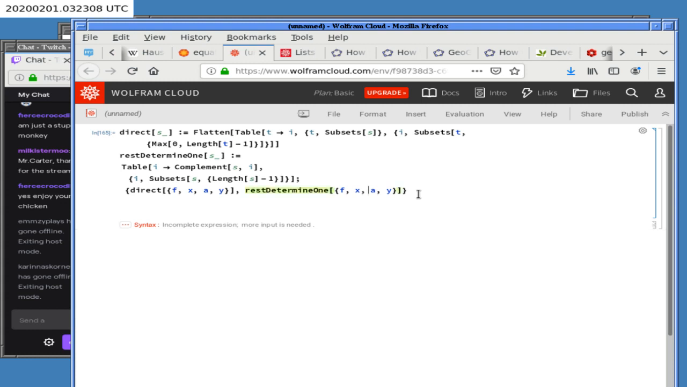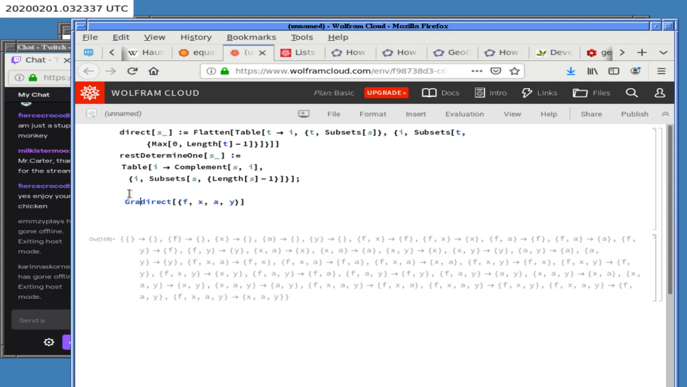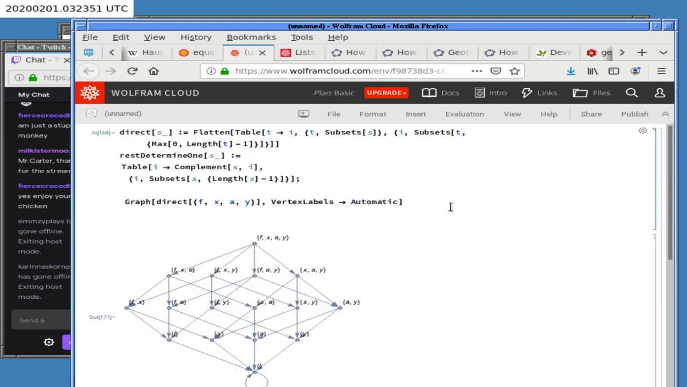Direct? Okay, hang on. Let's determine one. Ooh. Okay, sassy. Let's just see if we can get this one going. I'm pretty sure this is a lattice, but let's go ahead and graph it real quick to make sure. Okay, good. That's our vertex. That is our lattice, rather.